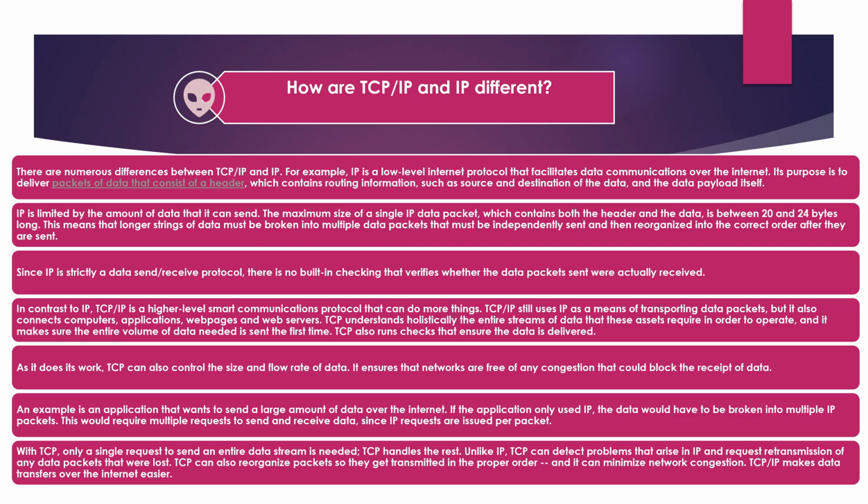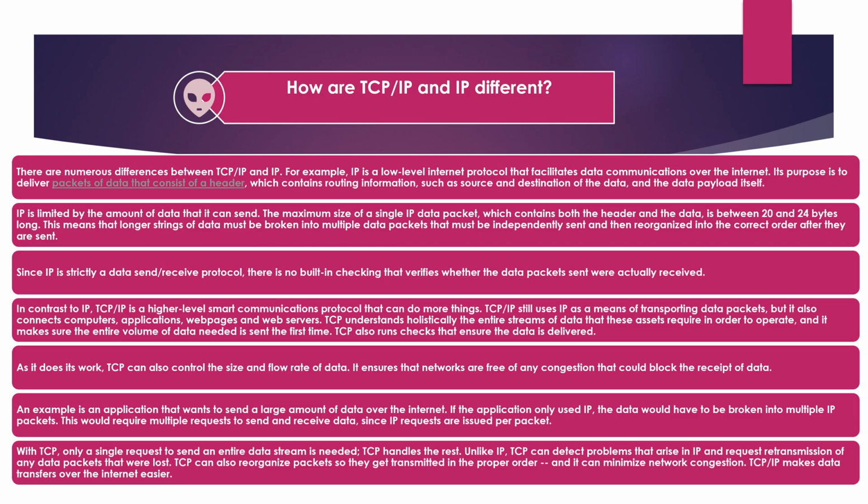IP is limited by the amount of data that it can send. The maximum size of a simple IP packet, which contains both the header and the data, is between 20 and 24 bytes long. This means that a longer string of data must be broken into multiple data packets that must be independently sent and then reorganized into the correct order after they are sent. Since IP is strictly a data send and receive protocol, there is no built-in checking that verifies whether the data packets sent are actually received. So it does not do a verification.